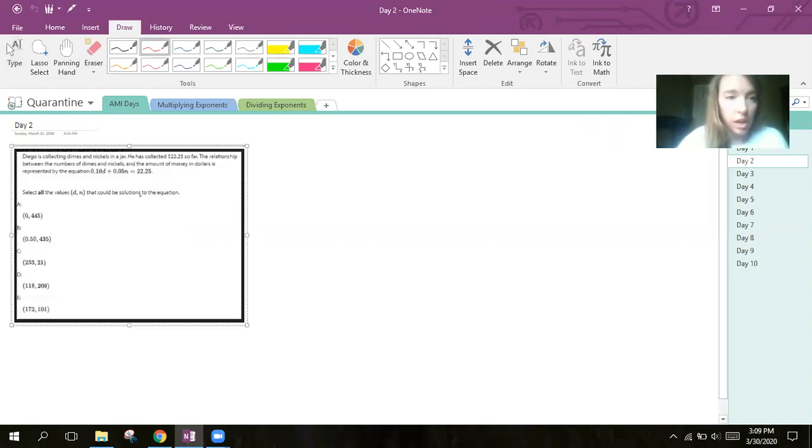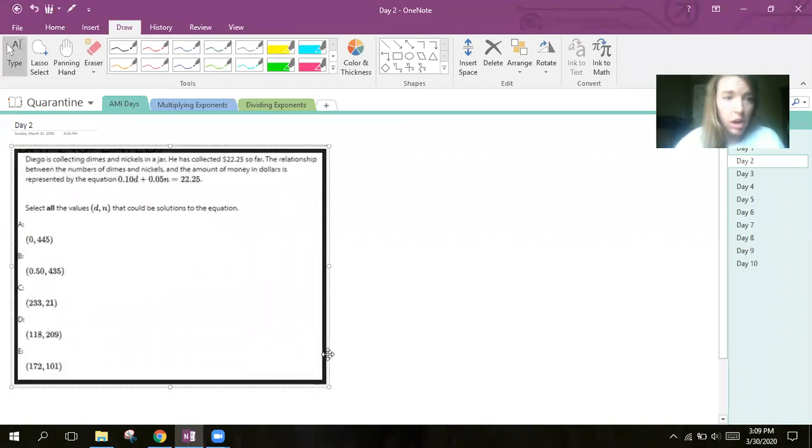So we had this question here. Let me see if I can make it a little bigger. It says Diego is collecting dimes and nickels in a jar. He's collected $22.25, and then they give us this equation. Anytime they give us an equation, it's probably important, okay? It says select all of the values of D and N that could be a solution to this equation, and then you have these 5 different steps.